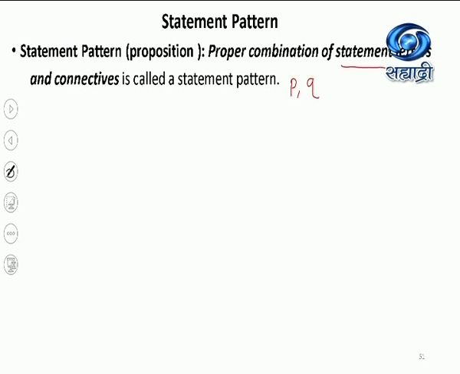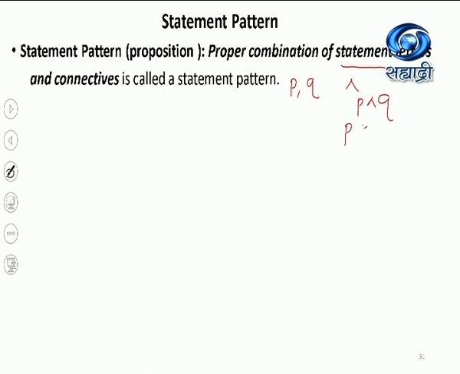What is a statement pattern? A statement pattern is also known as or called a proposition. A proper combination of statement letters and connectives is called a statement pattern. For example, if we have statements P, Q, then I'm using the statement letters P, Q and the connective, maybe, and. So P and Q is considered a statement pattern or proposition.